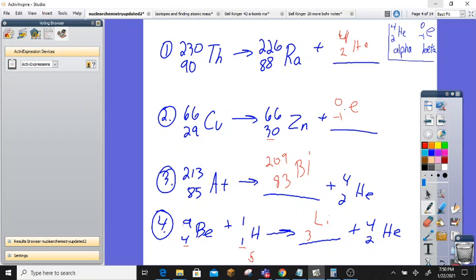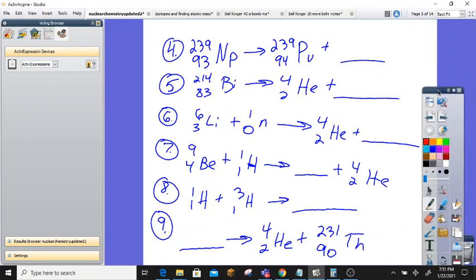Now let's look at the top number. 9 plus 1 is 10. So 4 plus what is 10? 6. And there we go. We've figured out what these elements will turn into. So here beryllium plus hydrogen will split off and turn into lithium and helium. Or actually, this is the alpha particle.